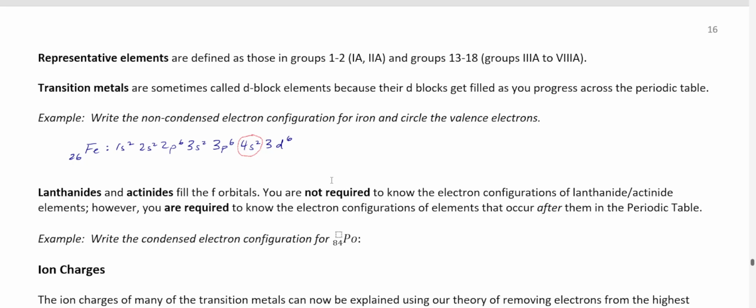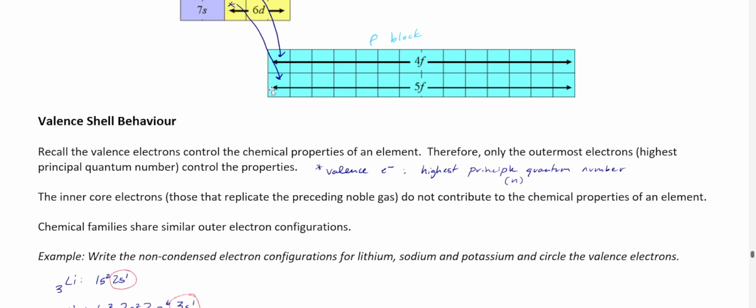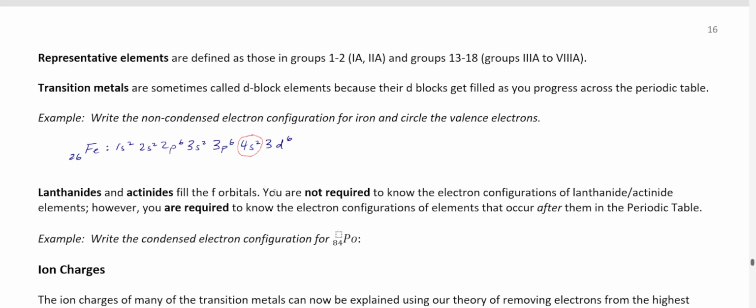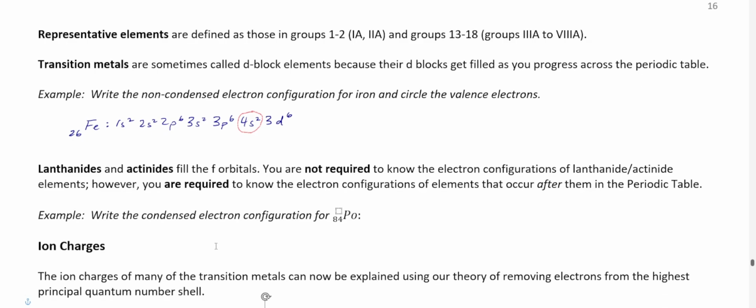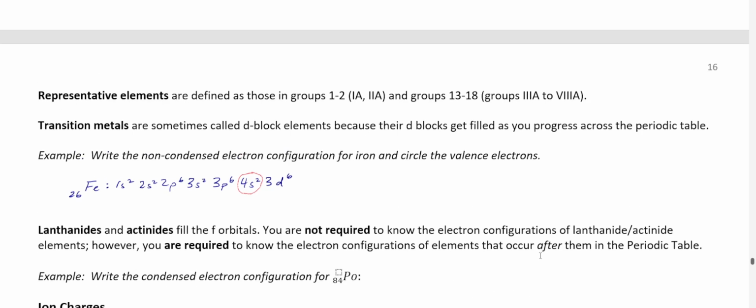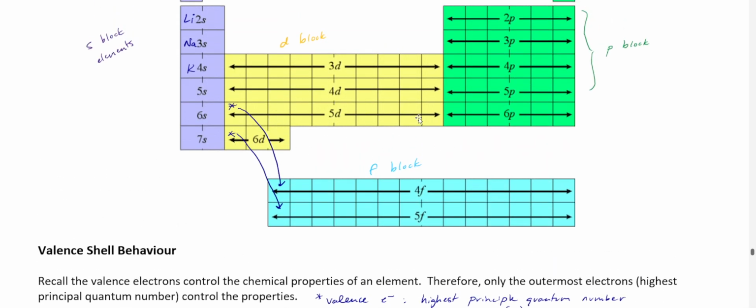The lanthanides and actinides fill the f orbitals. So these are the lanthanides right here, and these are the actinides. And they fill up the f orbitals. You're not required to know the electron configurations of lanthanide and actinide elements. However, you are required to know that those subshells get filled, and therefore you need to know the electron configurations of the elements that come after them.